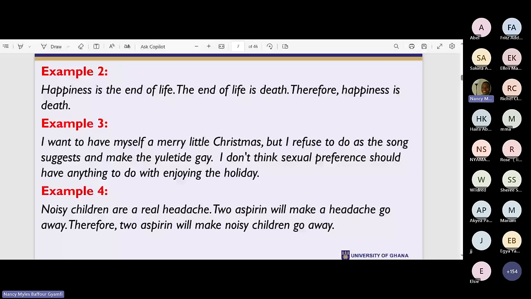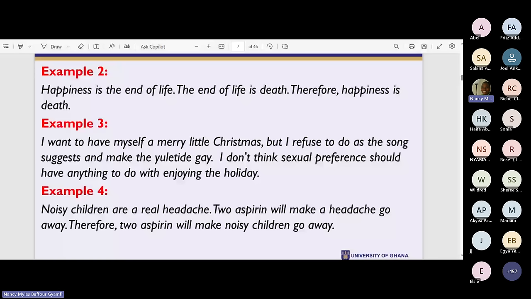Then the person arguing says, I want to have myself a merry little Christmas, but I refuse to do as the song suggests. The song suggests that what? To make that Yuletide, that festivity, a gay one, a happy one. Give to people, forgive, hug each other, family reunion, what have you. It should be a happy one. So that is the sense in which the song says, have a jolly, gay, merry Christmas.